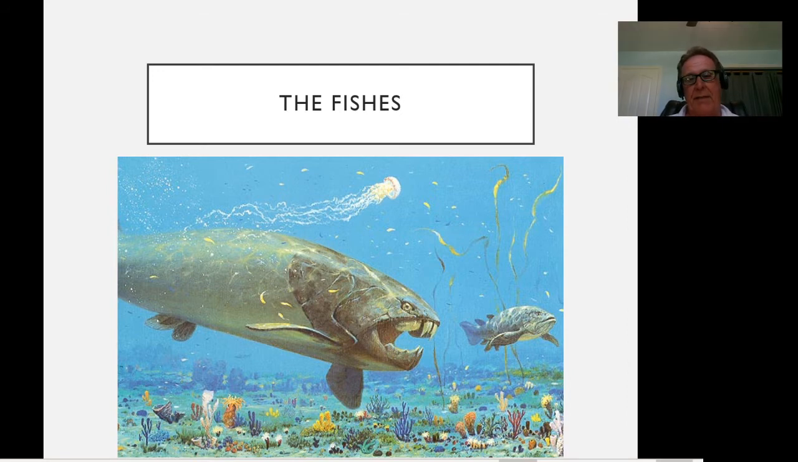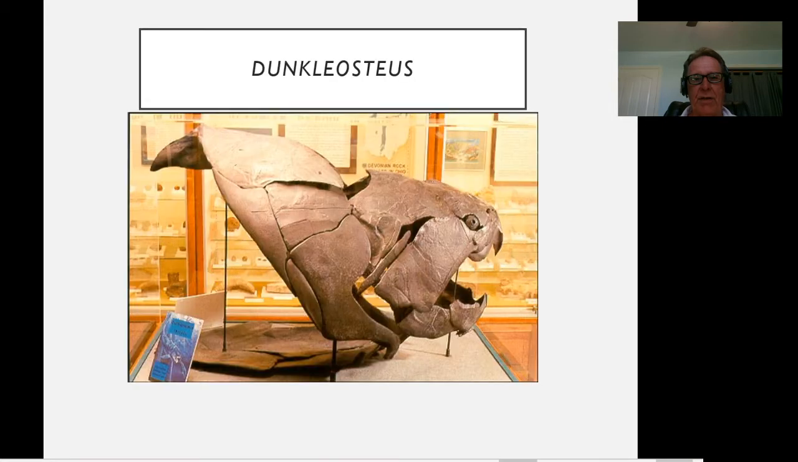If we look at the fishes, we won't go through all the fishes. There's tons of them in the Devonian. We're going to look at my favorite one, which is Dunkleosteus. This is probably the terror of the ocean, the great white shark of the Devonian. You can see it's pretty fierce looking. It had an armored skeleton. It was probably up to 12 to 15 feet in length, and it terrorized the ocean.